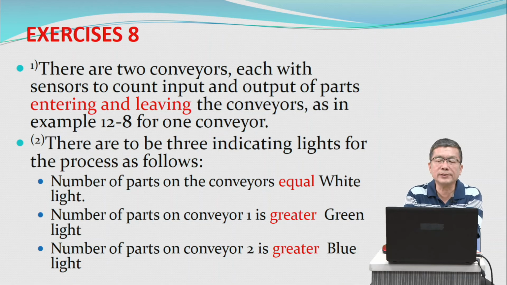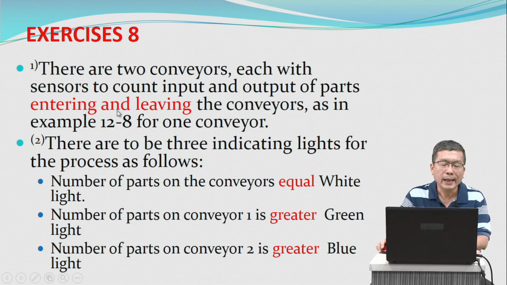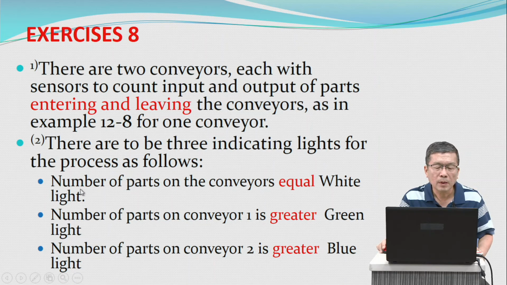There are 2 conveyors, each with sensors to count input and output of parts, entering and leaving the conveyors, as in example 12.8 for one conveyor. There are to be 3 indicating lights for the process as follows. Number of parts on the conveyors equal: white light. Number of parts on conveyor 1 is greater: green light. Number of parts on conveyor 2 is greater: blue light.